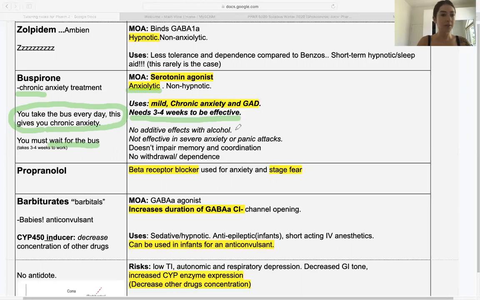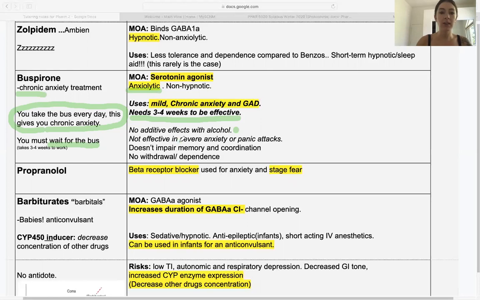Some of the good things about buspirone: there's no additive effects with alcohol, and that's because it's not working with GABA, it's not a downer. So patients can still enjoy their glass of wine with dinner or whatever else when they're taking buspirone. It's not effective in severe anxiety or panic attacks, and that's because it's not a rapid onset. It takes time to work.